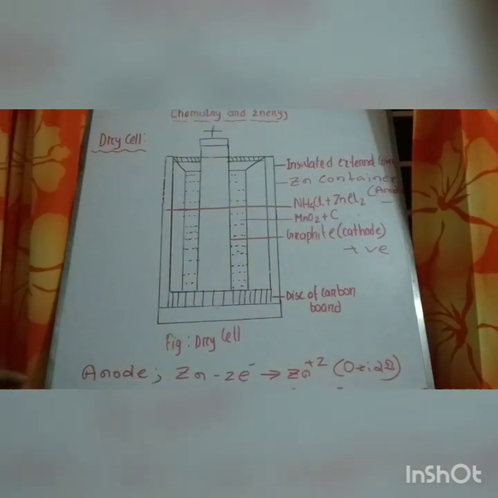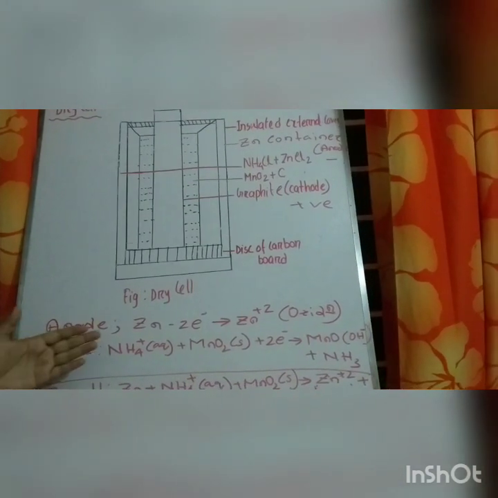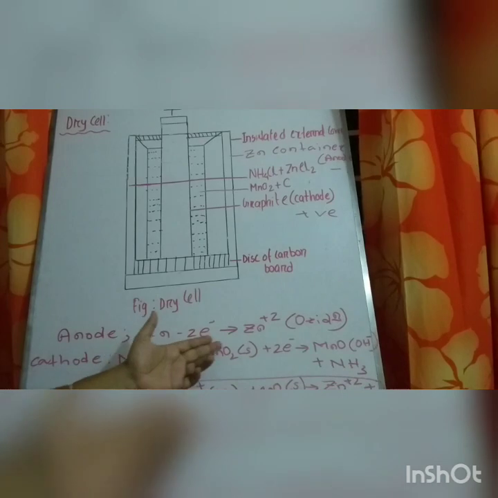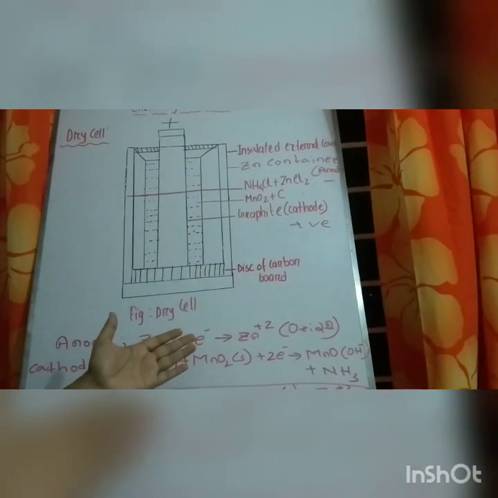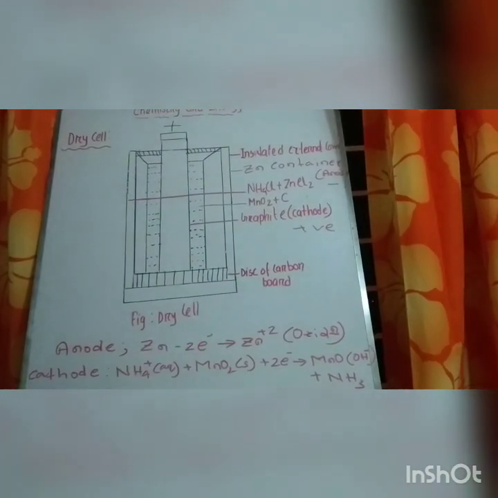Anode. Whenever the circuit is complete, each zinc atom is donating 2 electrons and converted into zinc ion. You know that oxidation always takes place at the anode, so this process is known as oxidation.